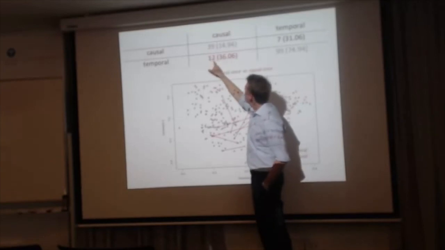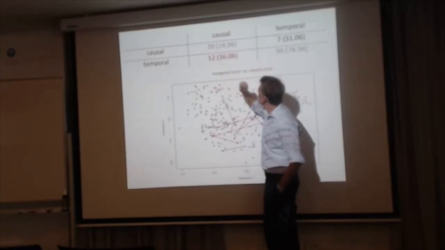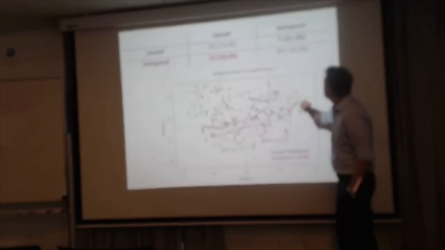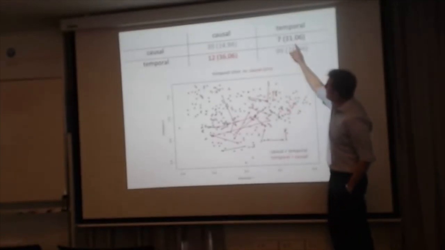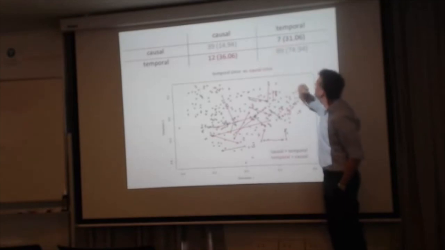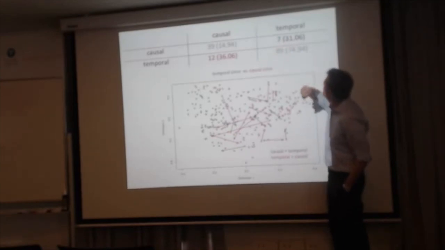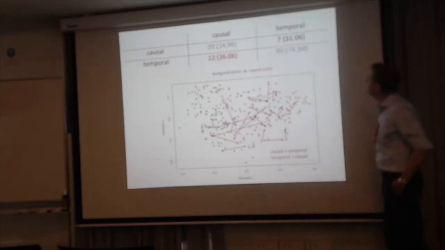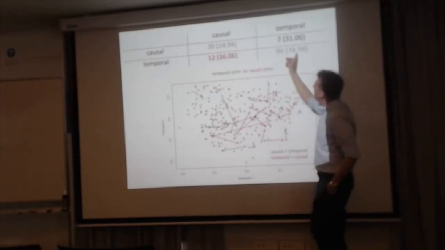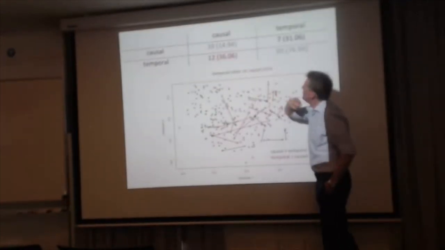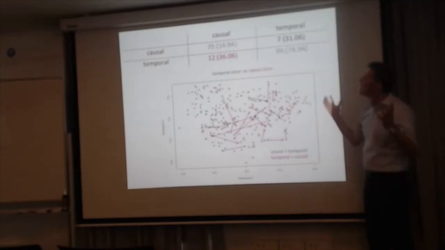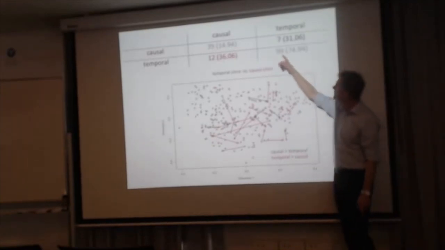Had we found something like 50 or 60, that would have exceeded our expected frequencies. Note also that the opposite, from causal to temporal, is underrepresented. Here we would have expected even more, so this discrepancy is even higher. However, look at the gray numbers. Those are the within category sequences. So from temporal to temporal, that's the most frequent case.